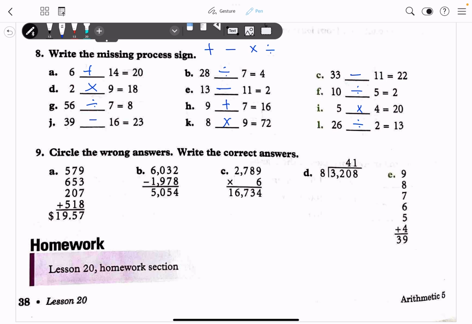Okay, so the wrong answers that you should have circled are A, B, and D. And then all you have left is your lesson 20 homework. And then you are done.